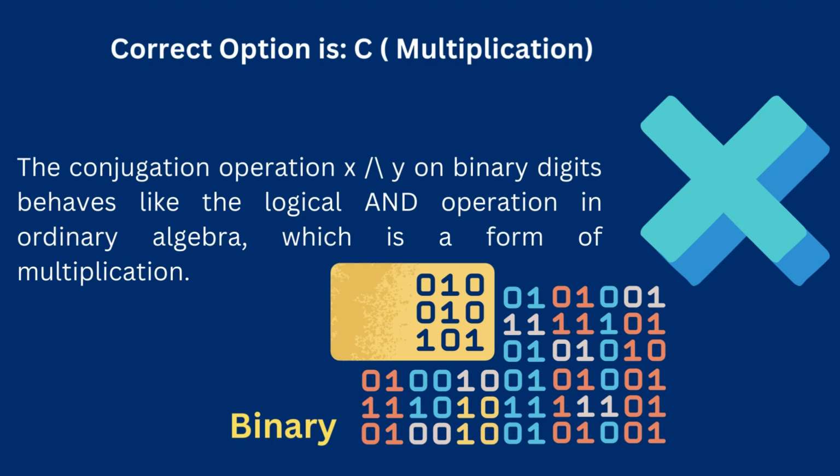The conjunction operation X, Y on binary digits behaves like the logical AND operation, which in ordinary algebra is a form of multiplication.